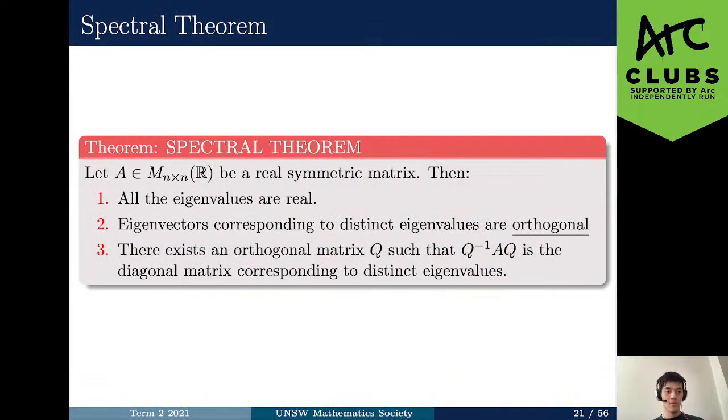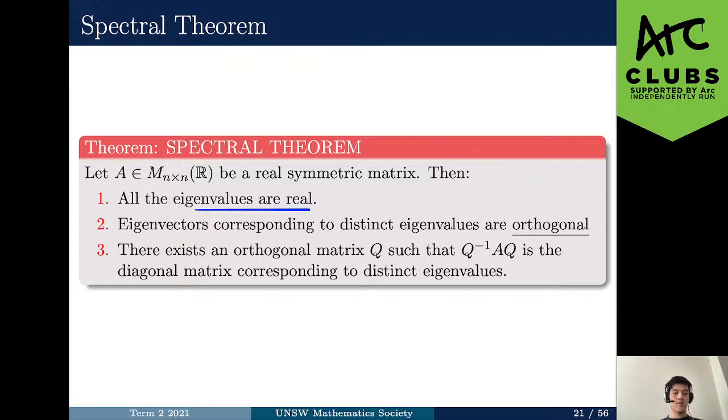Okay. They look at a special case of some real symmetric matrices. It turns out that these ones have some nice properties. One of the properties is that all of the eigenvalues are real. That's very important. All of the eigenvalues are real. And in fact, eigenvectors corresponding to distinct eigenvalues are orthogonal. So they're not just linearly independent, they're actually orthogonal.